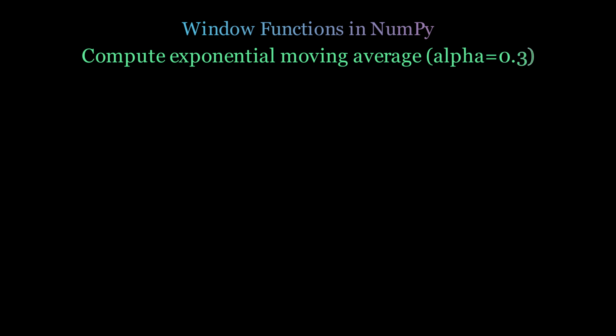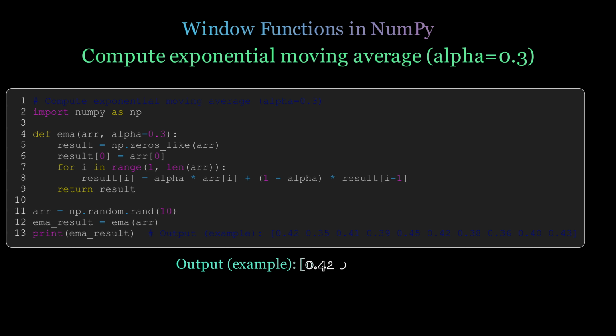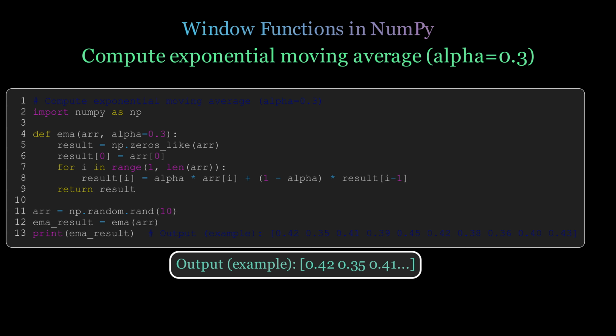Exponential moving averages weight recent data more heavily. With alpha equals 0.3. Each output is 30% new value plus 70% previous average. This reacts faster to changes than simple moving averages.